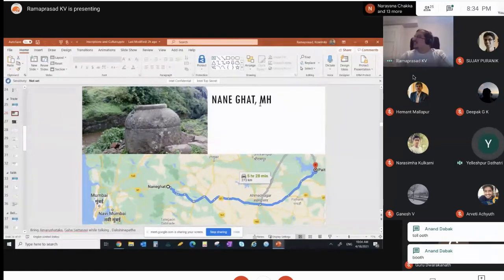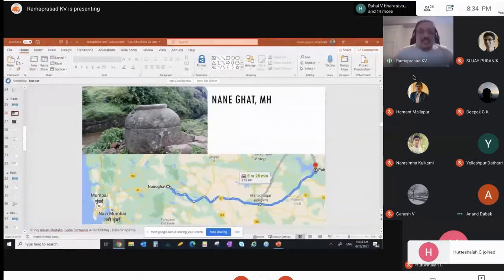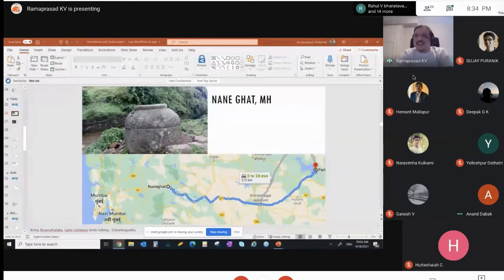Is that a stupa? Good guess. It is not. Toll booth. It's a toll booth. Yes, exactly. It is a toll booth. So we think that things like toll booths and highways are all modern inventions.